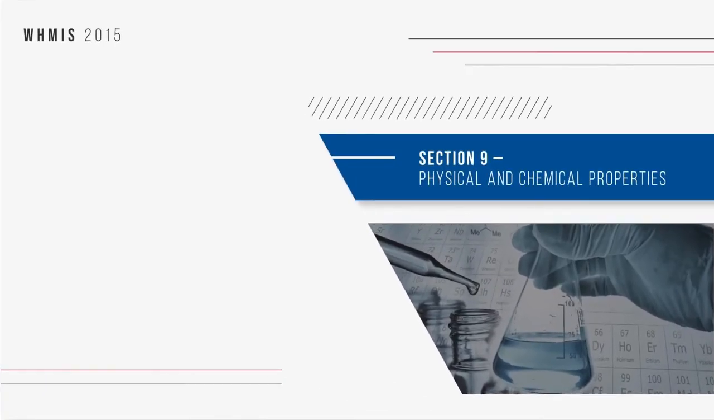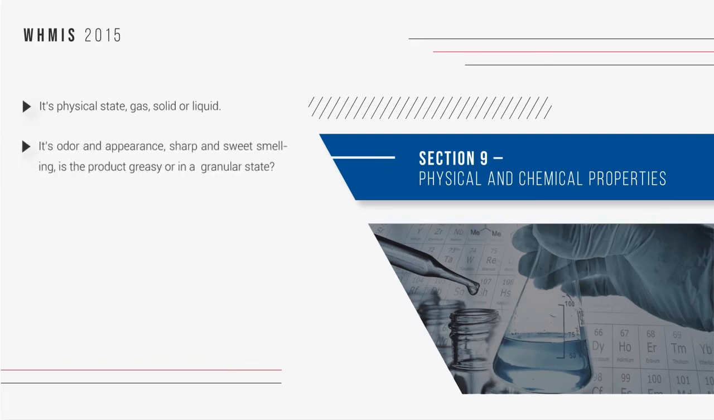Section 9. Physical and chemical properties. Man, this section is quite detailed. Here you will find the specific physical and chemical properties of the hazardous product, such as its physical state. Is it a gas, solid, or liquid? Its odor and appearance. Is it sharp and sweet-smelling? Is the product greasy or in a granular state?